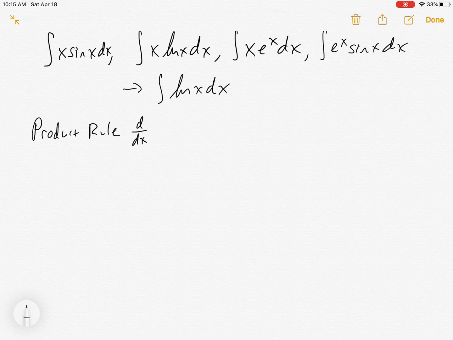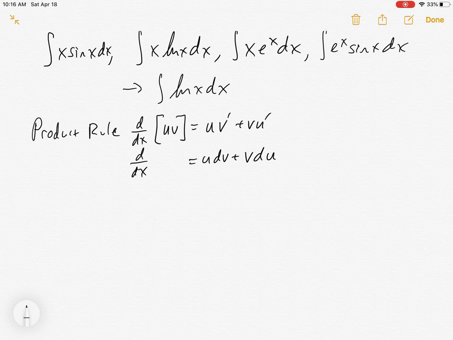Well, what somebody did one day was they were looking at the product rule. So to remind you, the product rule says the derivative of a product, like u times v, is the first times the derivative of the second plus the second times the derivative of the first. Now, what can we do with this? How can we use this to our advantage? Well, actually I'm going to rewrite this like this.